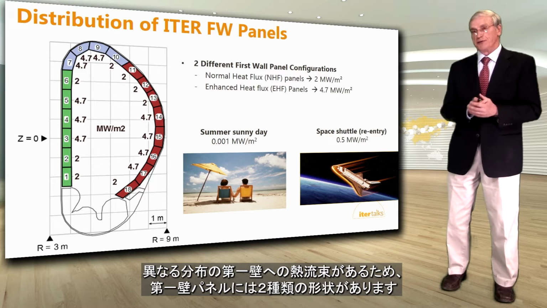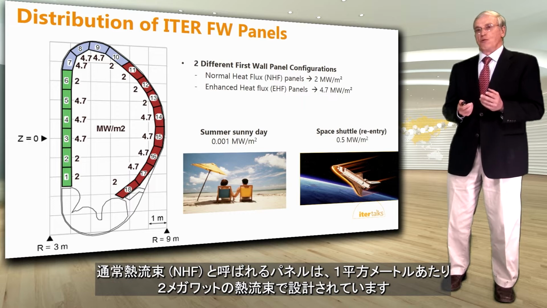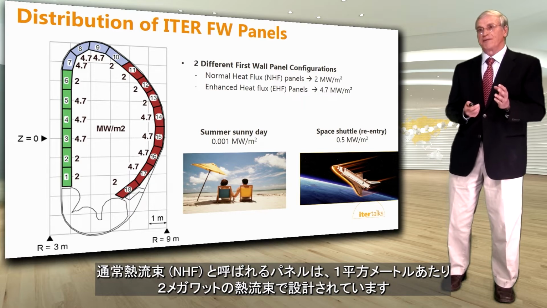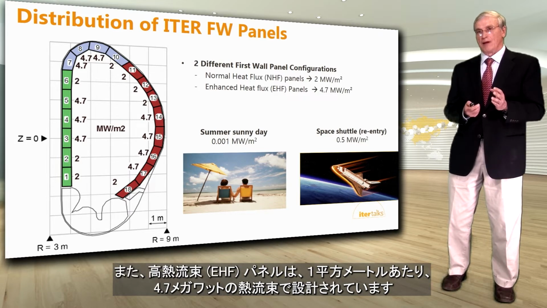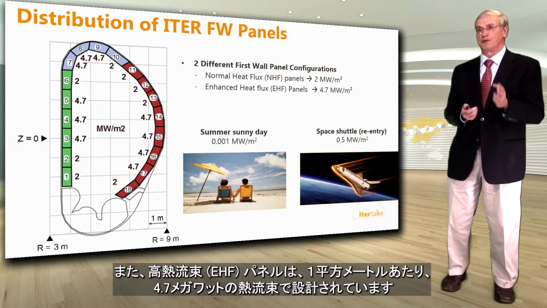Because of a different distribution of heat fluxes in the first wall, we have two different kinds of first wall panel configuration. We have the so-called normal heat flux panels, which are designed for 2 megawatt per meter square. And we have enhanced heat flux panels, which are designed for 4.7 megawatt per meter square.